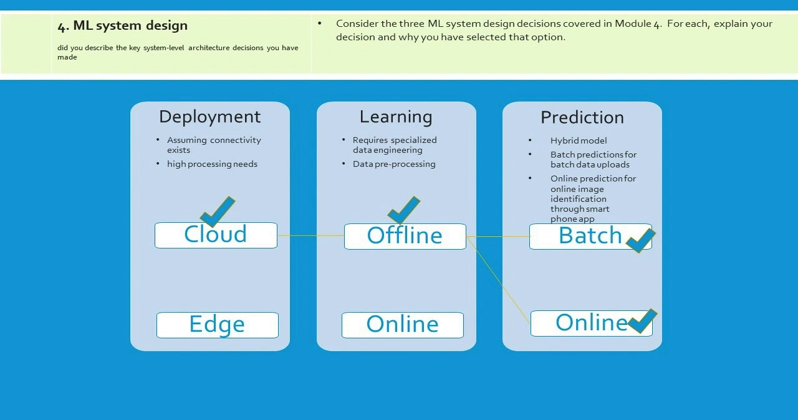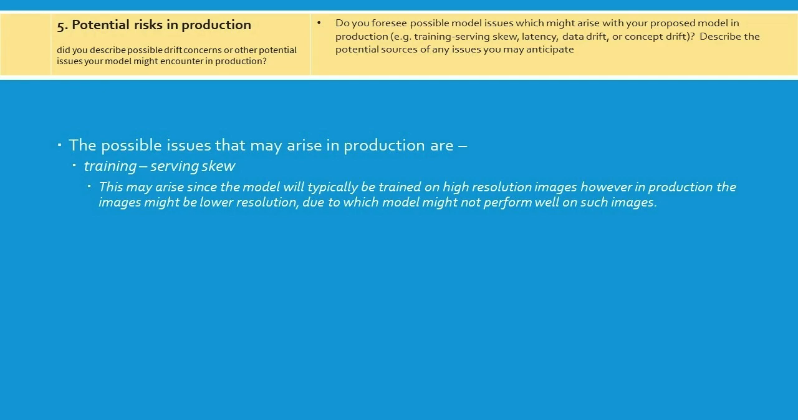Now that we have validated our solution iteratively, we move to step 4 of ML system design. The deployment here chosen is cloud because of the high processing capacity requirements, and we expect internet connectivity. The learning is offline because you have large data sets to be trained on. And the prediction is very important. It's going to be hybrid because we'll have both scenarios, batch predictions as well as real-time online predictions through our smartphone app. From the camera, you click the photo and want to upload it in real time, or through your mobile app for real-time prediction on the field.